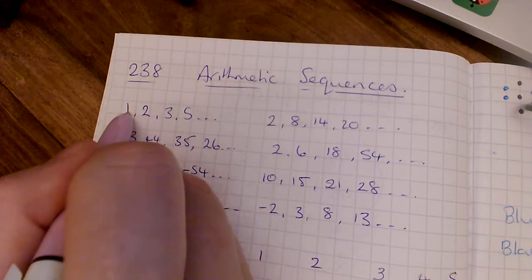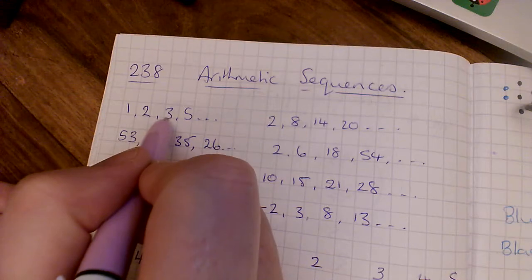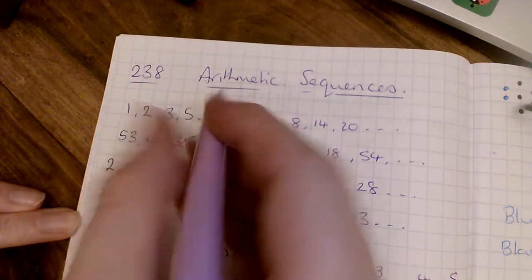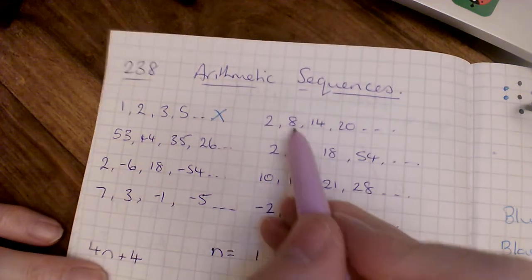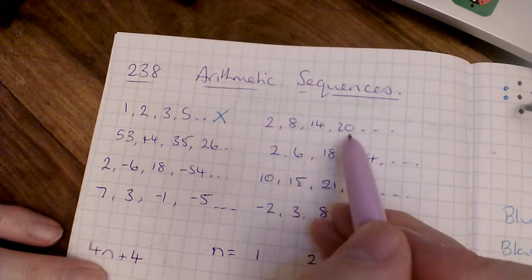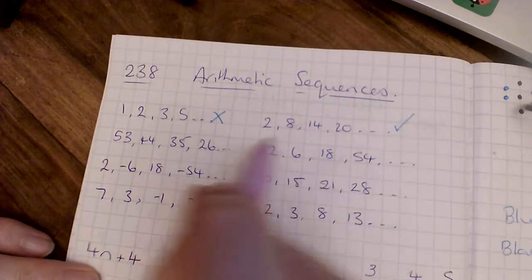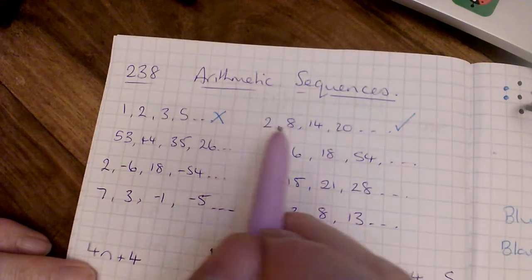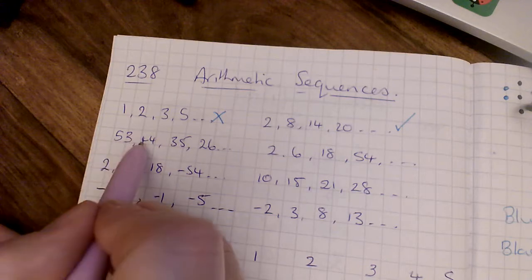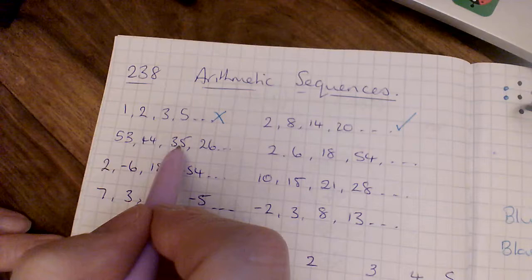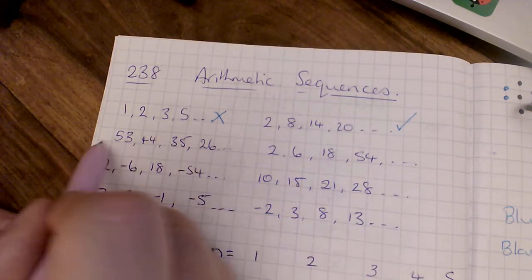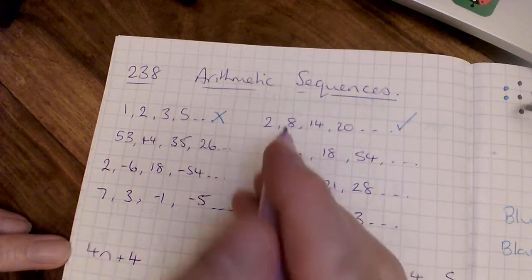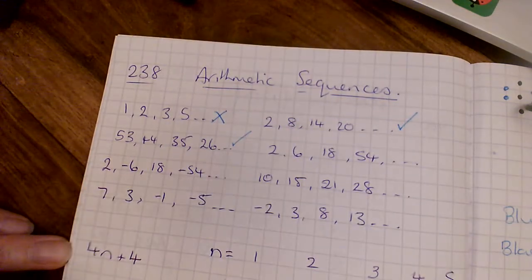Well, you can see this one goes add 1 and then add 1 again, but then you add 2 here. So this is not an arithmetic sequence, so we've got a cross on that one. This one is add 6, add 6, add 6. This is an arithmetic sequence because I'm always adding 6, and the next one's going to be 26. This one's 53 to 44 is take away 9, and then 44 to 35 is also take away 9, and 35 to 26 is also take away 9. So all these are going down by 9 every time. It is an arithmetic sequence.